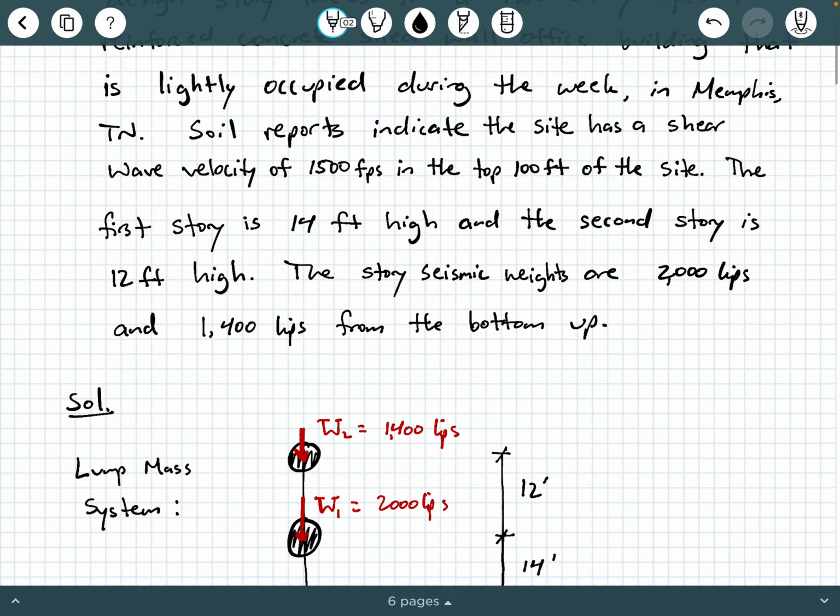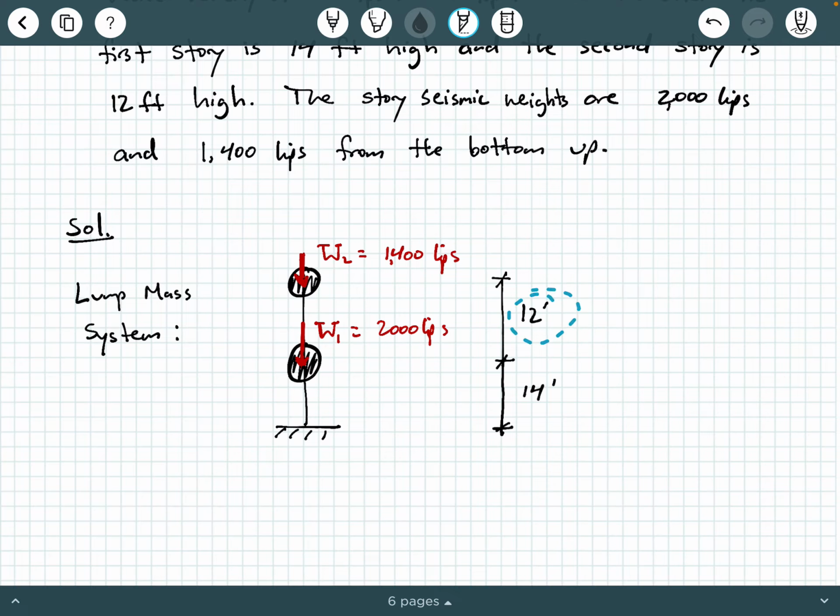What is H2? Is H2 12 feet? No, be careful. Read that right column on page 125 of ASCE 7. It says it's the height from the base level up to the level you're interested in. So actually, H2 is going to be 26 feet, okay?